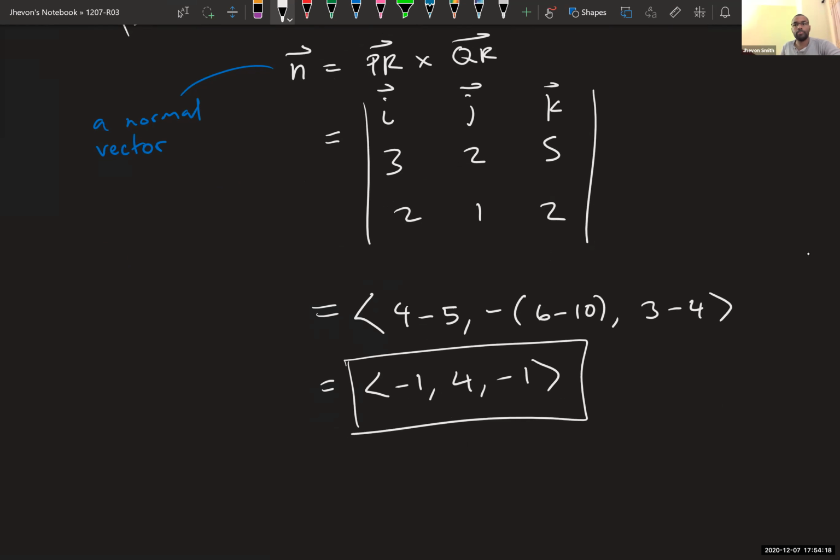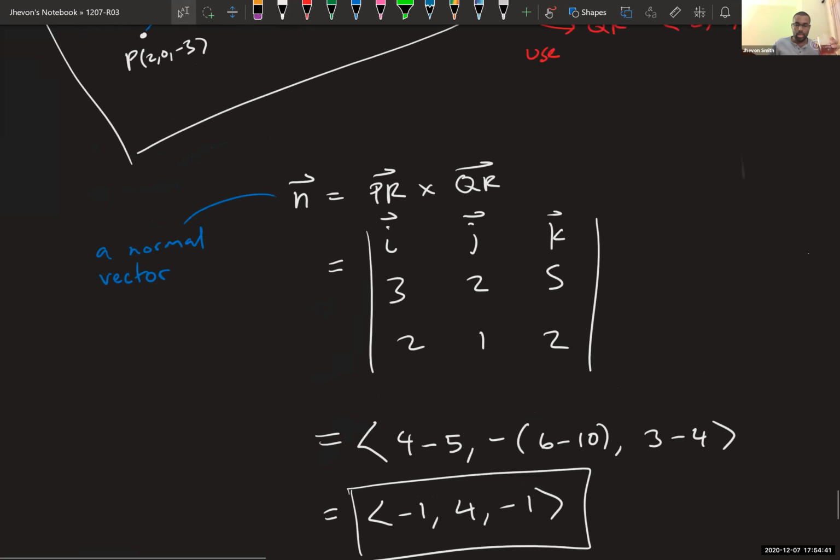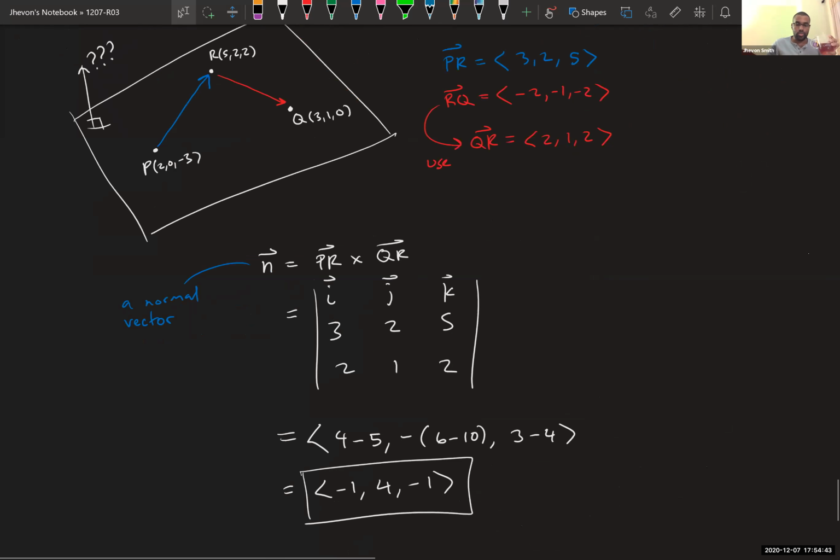And that works. We're not going to talk about this, but eventually you guys are going to want to be able to find the equations of planes, and you're going to need to be able to find a normal vector in this situation. So if you happen to know three points in a plane, you can find a normal vector to the plane by doing this exact procedure.